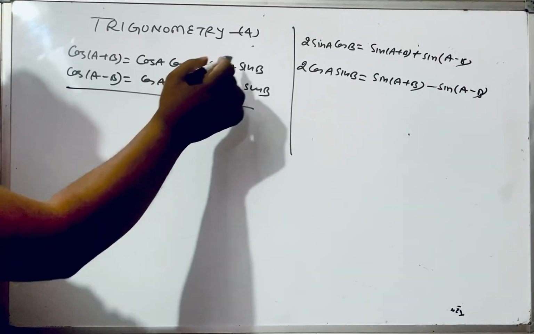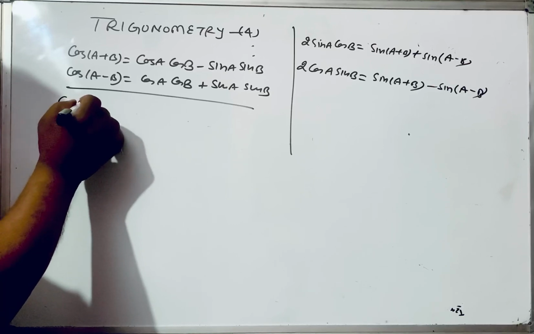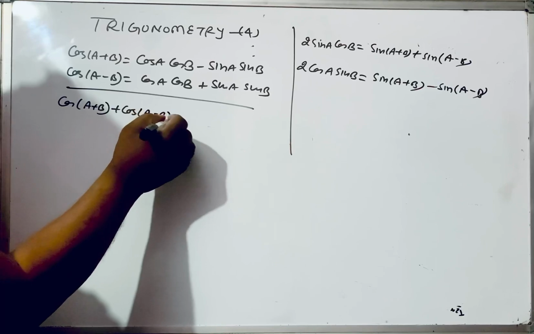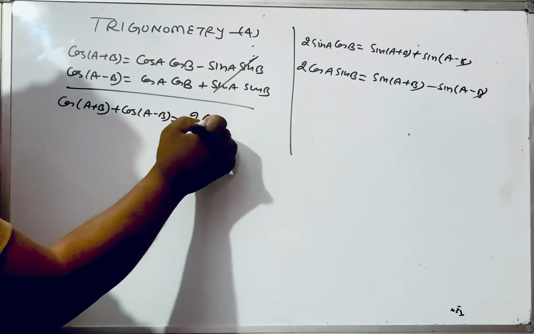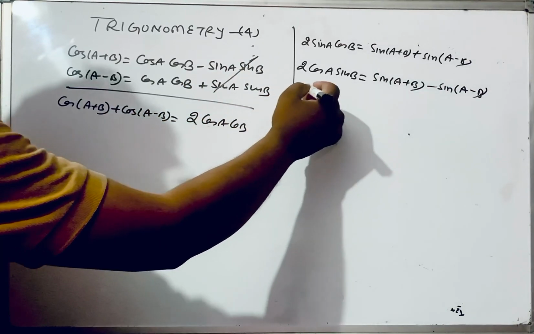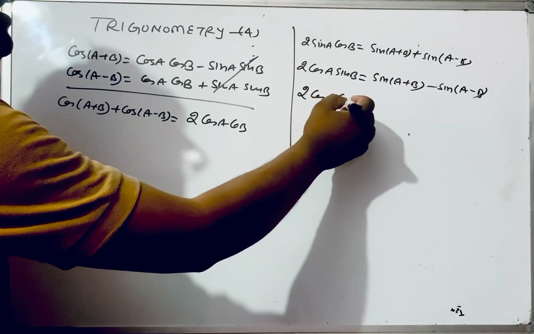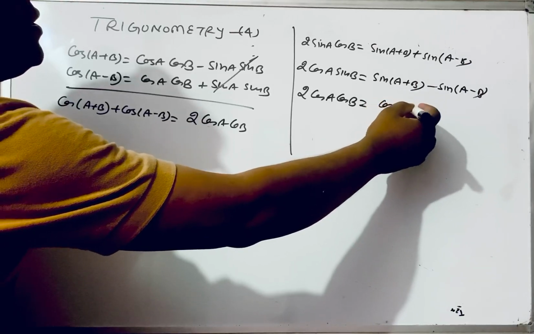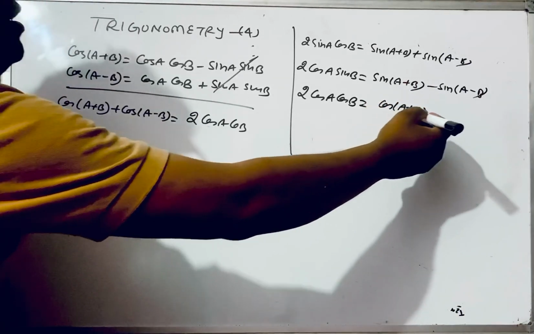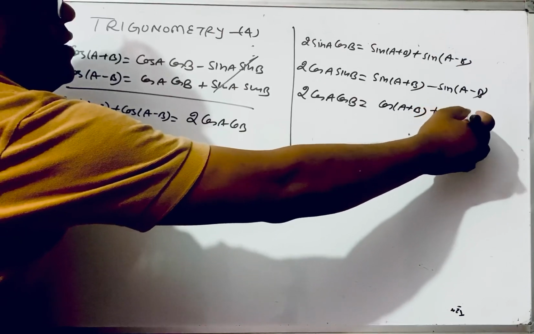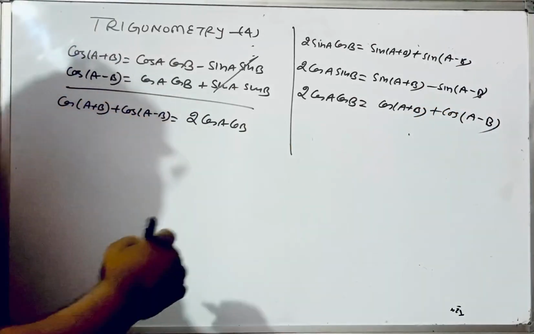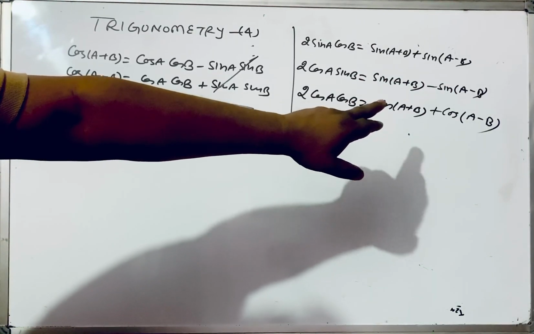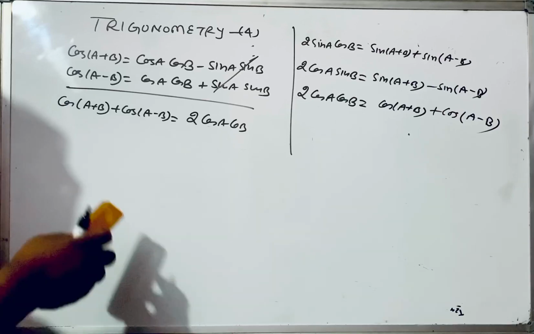When we add, cos(A+B) + cos(A−B) is equal to, this will be cancelled, 2 cos A cos B. Then 2 cos A cos B is equal to cos(A+B) + cos(A−B). Formula of 2 cos A cos B is equal to cos(A+B) + cos(A−B).